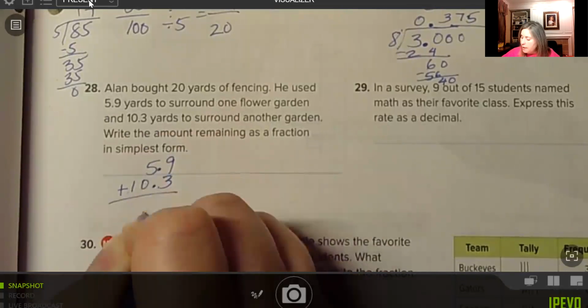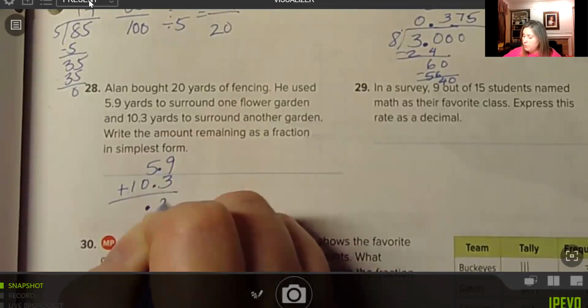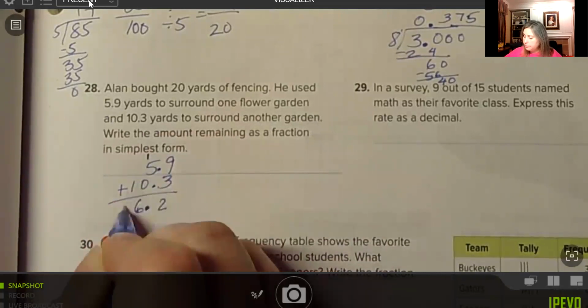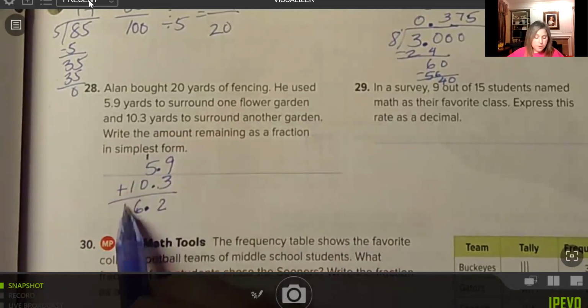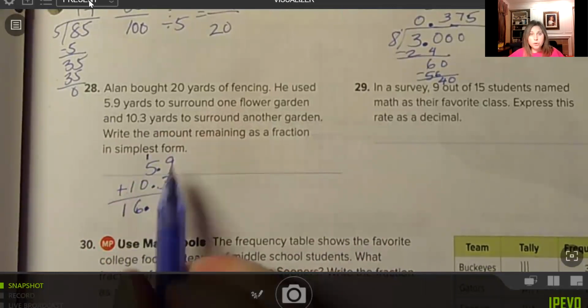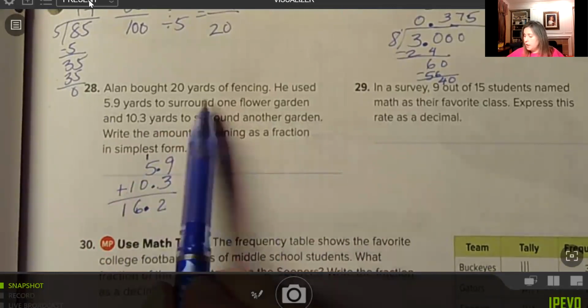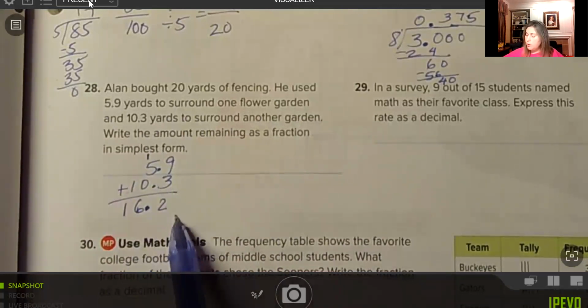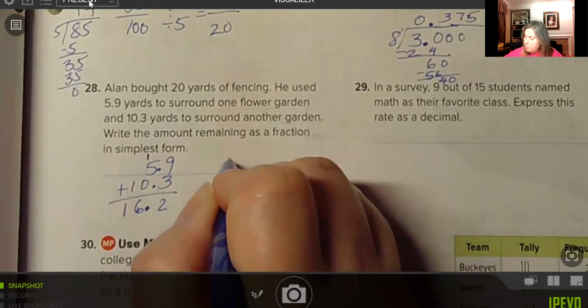Line up our decimal when we're adding. 9 plus 3 is 12. Write the 2, carry the 1. 1 plus 5 plus 0 is 6. And then we have 1 here. So 16.2 yards were used. 20 minus 16 is 4. Minus 0.2 is 3.8. So 3.8 yards remaining.